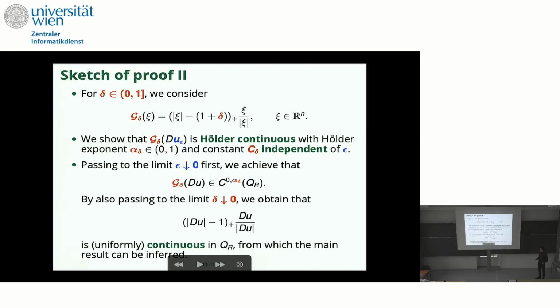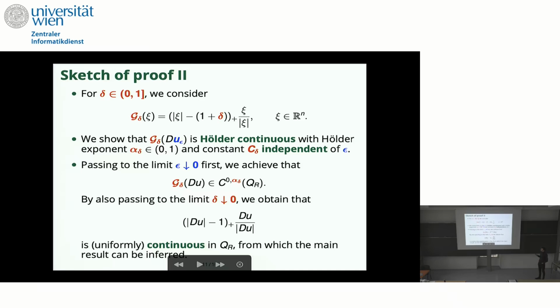Okay, and then what we show is that the composition G delta of du epsilon, for any delta and epsilon, is locally Hölder continuous with Hölder exponent and Hölder constant that depend on the data. In particular, as this notation suggests, they are going to depend on delta, this we cannot avoid, but fortunately they remain independent of epsilon. This is important. Why? Because of course at some point we wish to pass to the limit.